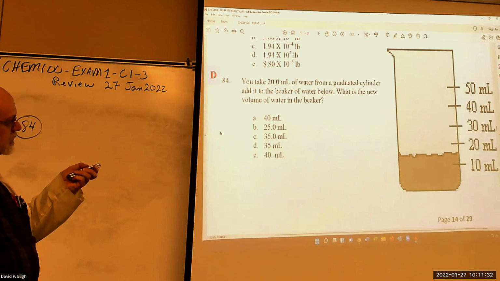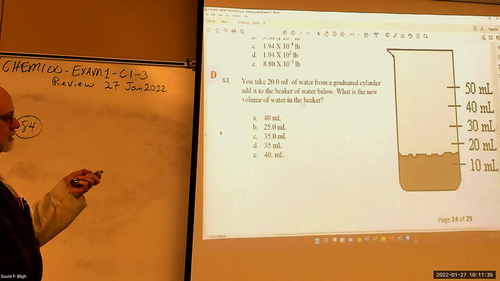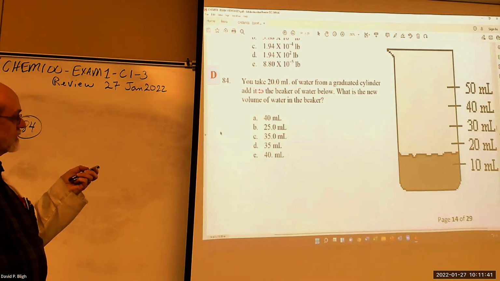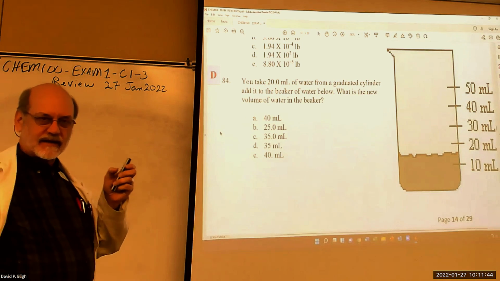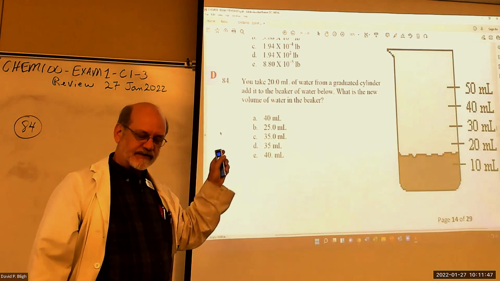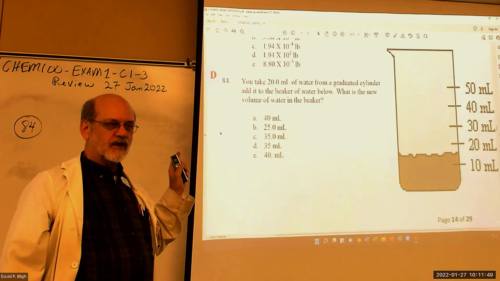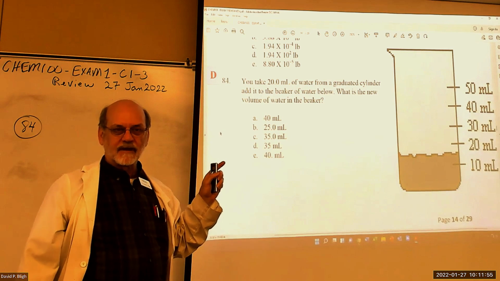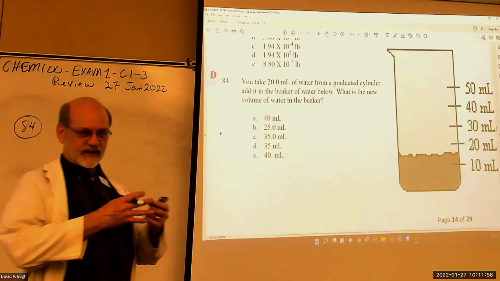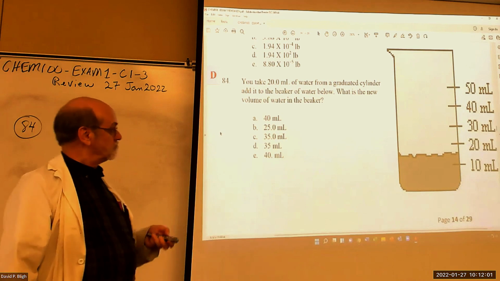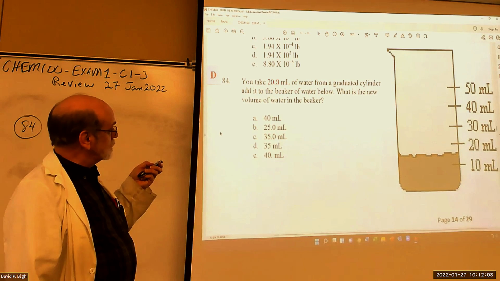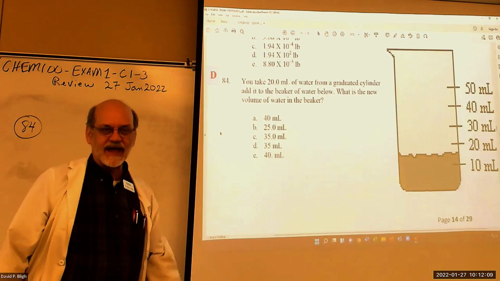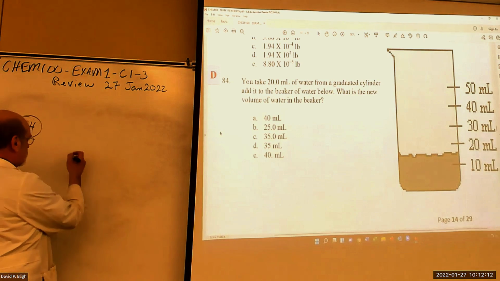And the question is, what's the new volume of water in the beaker? Well, how did it get to be a new volume? Well, we added 20 milliliters of water from a graduated cylinder to the beaker. This speaks back to the place in lecture where we talked about what determines the accuracy of your answer. It's the least accurate device in the sequence of measurements. Now, this one is accurate to, well, a tenth of a milliliter is the last digit in that number.